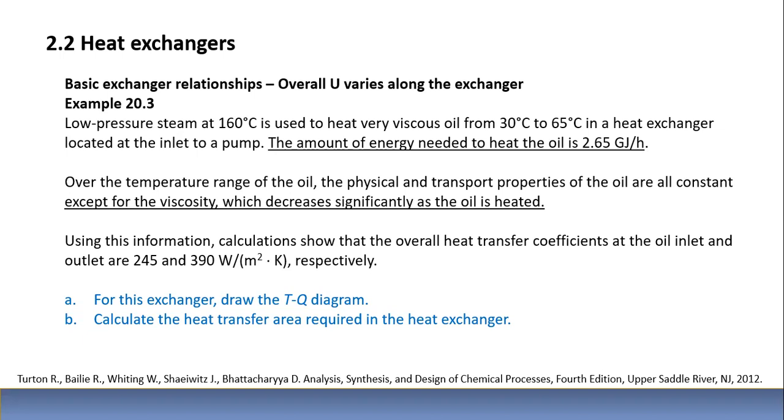Using this information, calculations show that the overall heat transfer coefficient at the oil inlet and outlet are 245, that would be watts, that is joules per second, over square meter per Kelvin. As you guys know, those are the units of the overall heat transfer coefficient. So in position 1, that will be 245 watts per square meter per Kelvin, and in position 2 will be 390 watts per square meter per Kelvin. For this exchanger, draw the TQ diagram, and calculate the heat transfer area required in the exchanger.